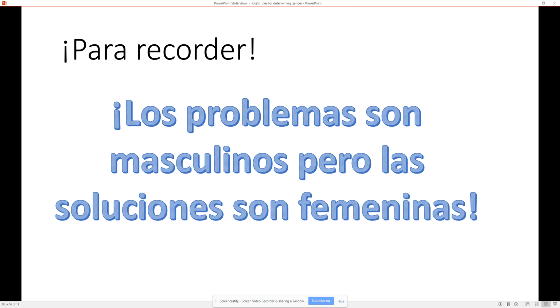So here's a joke. It says the problems are masculine, but the solutions are feminine. So los problemas son masculinos, pero las soluciones son femeninas. And this is a joke that I've heard many teachers make to help students remember this rule in Spanish, to remember these irregular nouns that have different genders.